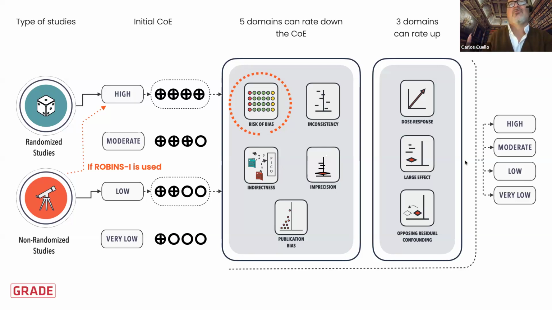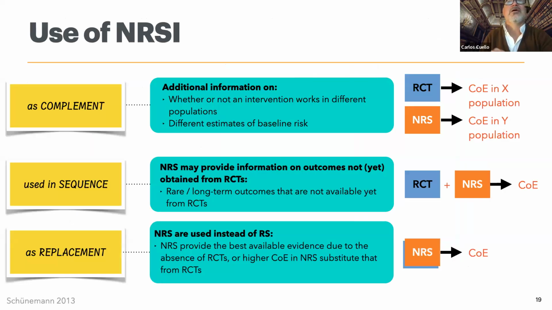The thing is that we can equate them, we can put them at the same level, and then go down with the domains that lower the certainty of the evidence, or rate up for the domains that you already know, ending up with a high, moderate, low, or very low certainty of the evidence.